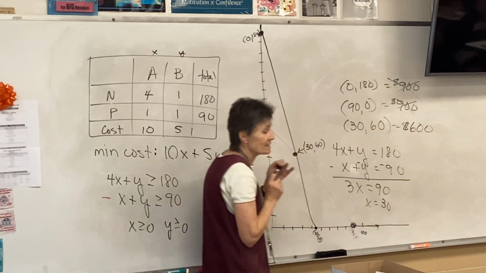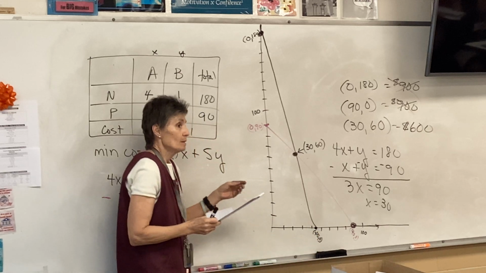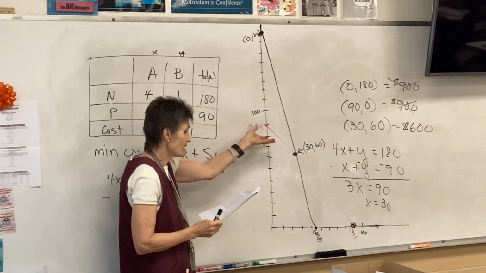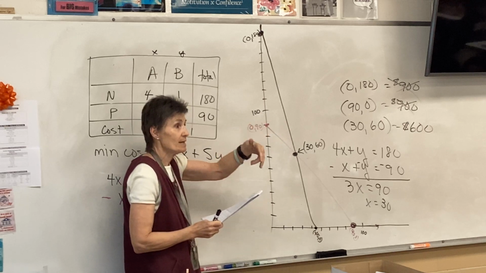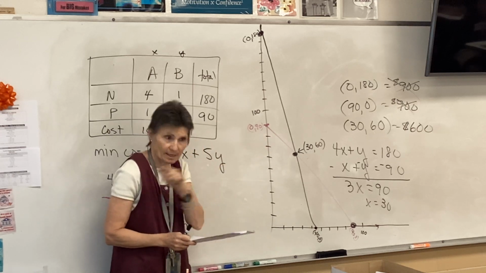So what are you going to tell this company to do? You're going to do 30 type A bags and 60 type B, and it's going to end up costing you $600 instead of $800.